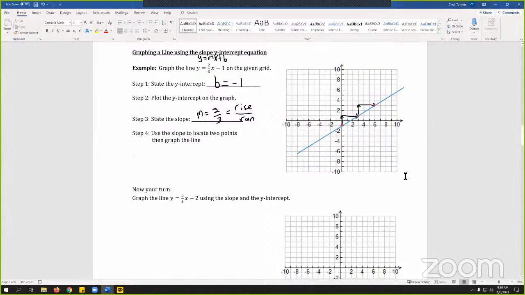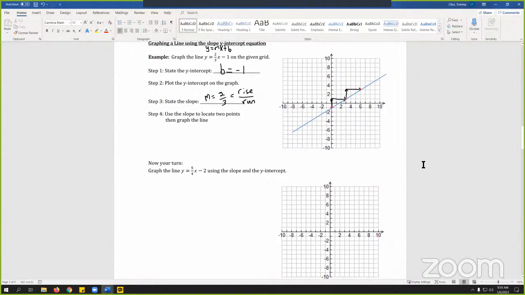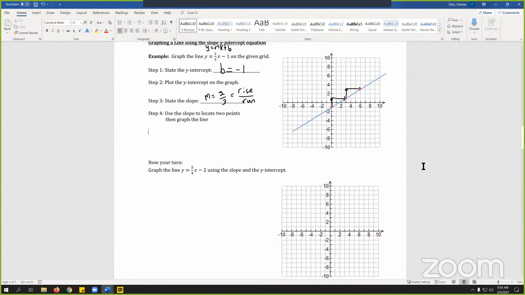Okay, so now it is your turn. I'm going to leave this one on the screen for you, but follow these exact same 4 steps and graph 5/4x minus 2. Okay, so please graph this. I will give you 5 minutes to do so, and then we will take it up.